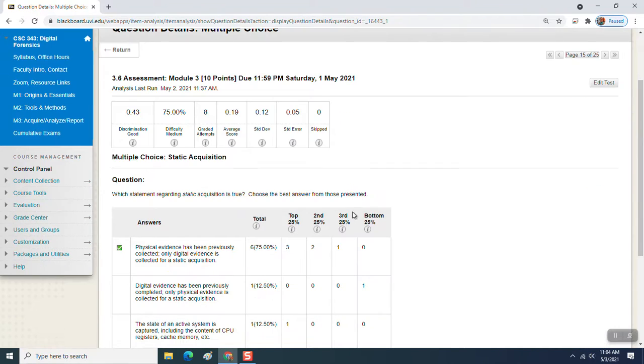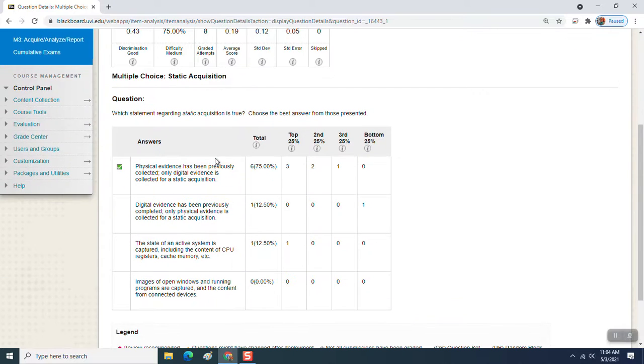Static acquisition. So we have live acquisition and static acquisition. Those are the two main components of the acquisition phase. Static usually involves capture of data stores when the system is powered off. Live acquisition is on a running system. Which statement regarding static acquisitions is true? Choose the best answer from those presented.